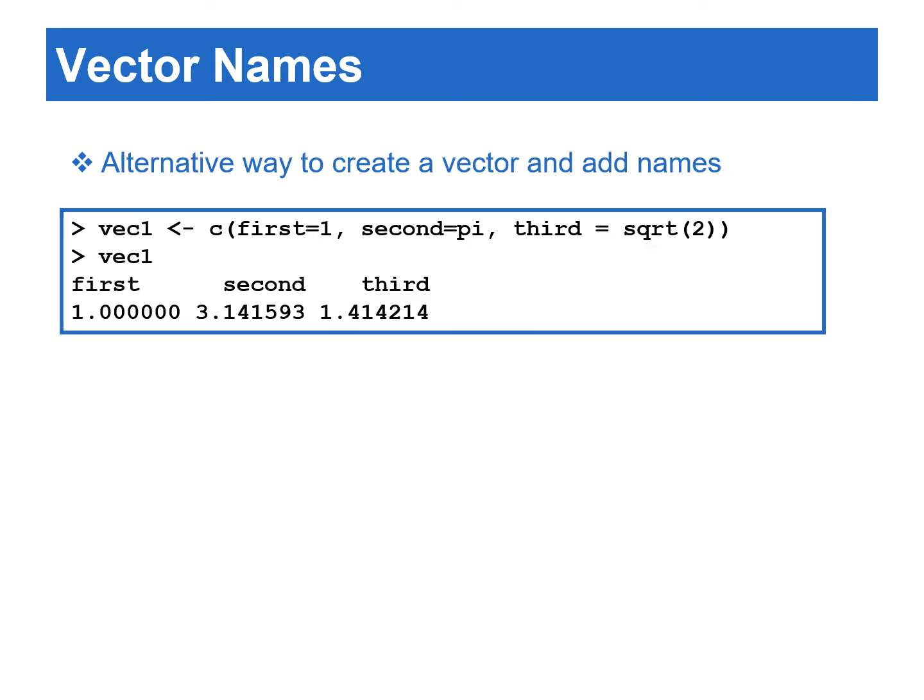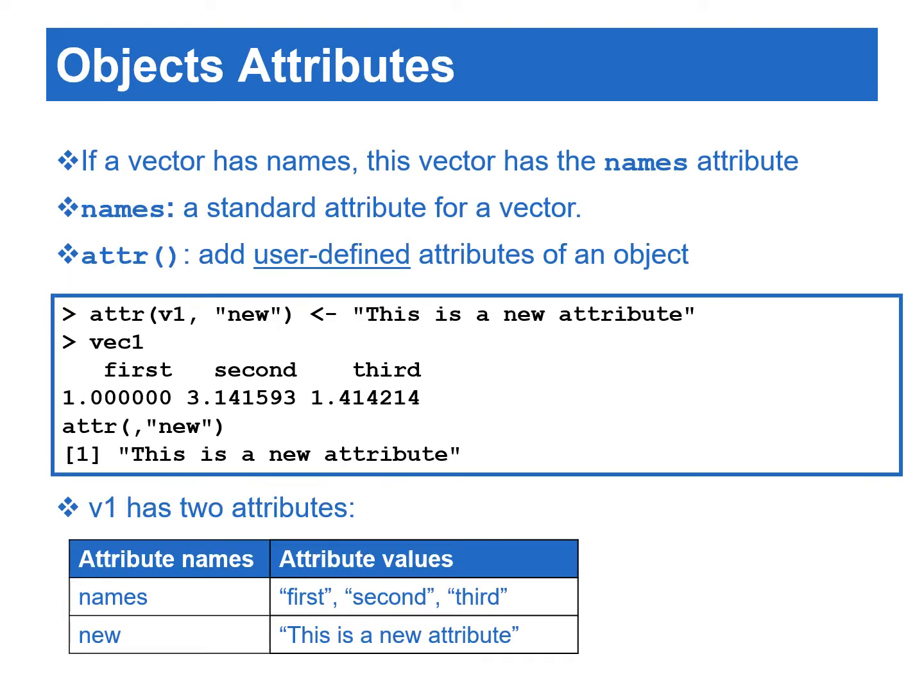We can also create a vector and add its names by using name equals value format within the C function, like in this example. When a vector is assigned with names, we can say this vector has the names attribute. The names attribute is a standard attribute for a vector. Knowing what attributes an object has is essential to distinguish this object from other objects.